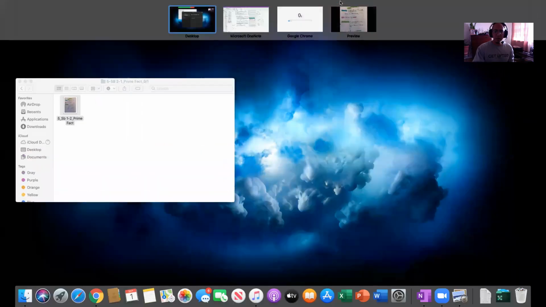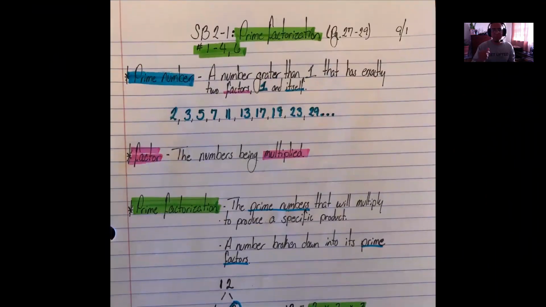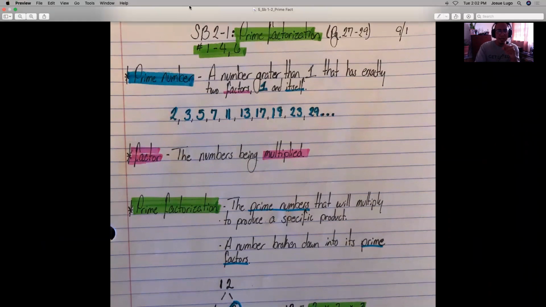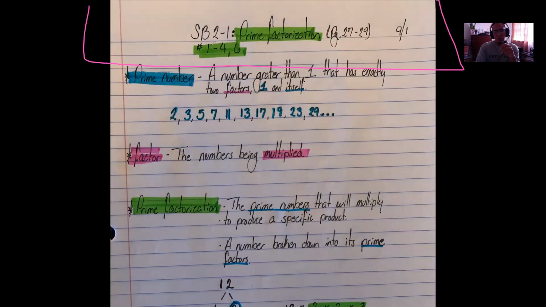And I encourage you to take out your physical notebook and begin by copying down the title at least. I encourage you to pause this video and please copy this down. Copy SB 2-1. The title is Prime Factorization. The page numbers 27 through 29.